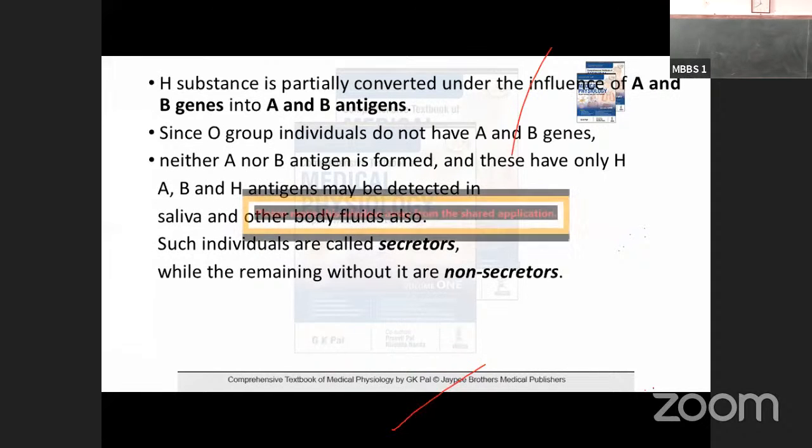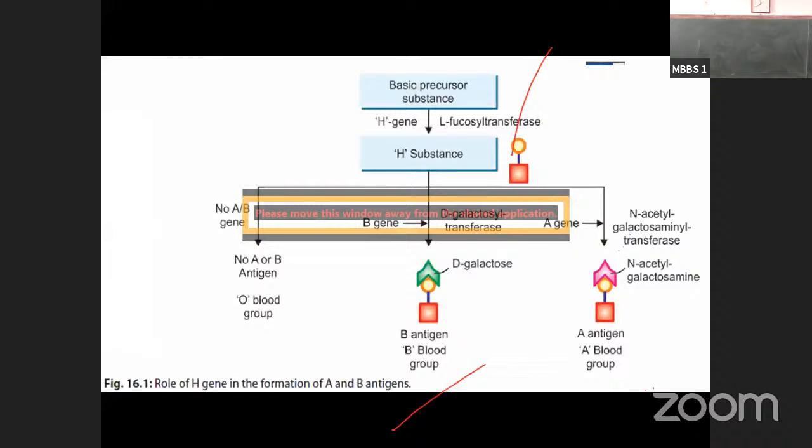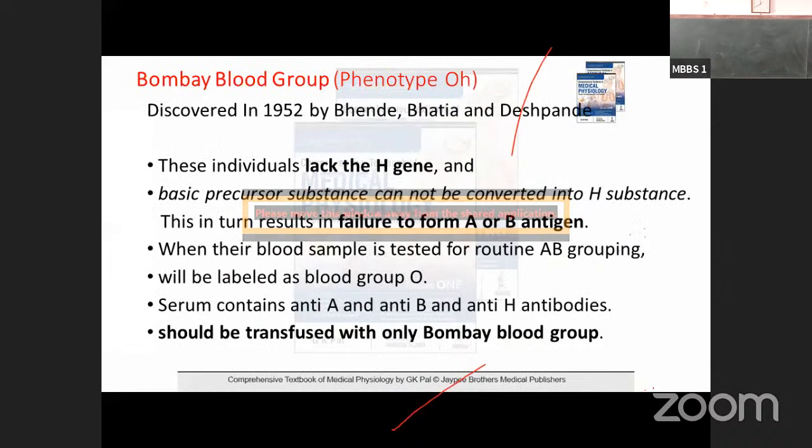These individuals are called secretors, while the remaining individuals are called non-secretors. A and B antigens are absent in O, but H antigen may be present there. So if it is present they are called secretors, and if it is not present, they are called non-secretors. From that basis, there is a new blood group, which is called the Bombay blood group.